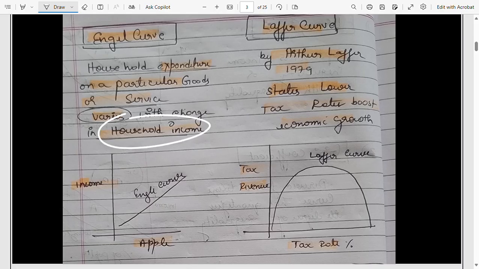Then we have the Laffer curve. This was represented by Arthur Laffer in 1979. It states that a lower tax rate boosts economic growth.